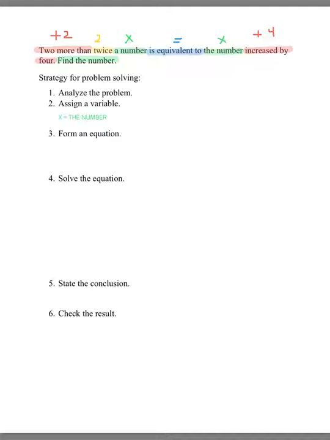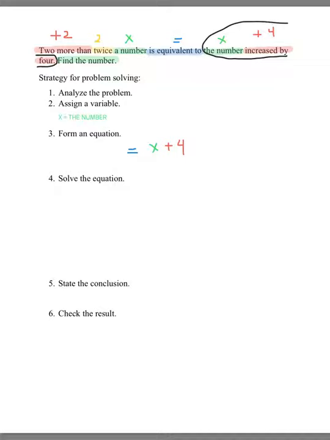So now we're going to actually form the equation. You always want to start off with the equal sign. And now it seems like it's easier to do the right hand side. So the right hand side says the number increased by 4. Well, the number is x, and increased by 4 means plus 4. So that one was very straightforward. Increased by 4 literally was what it meant: plus 4.